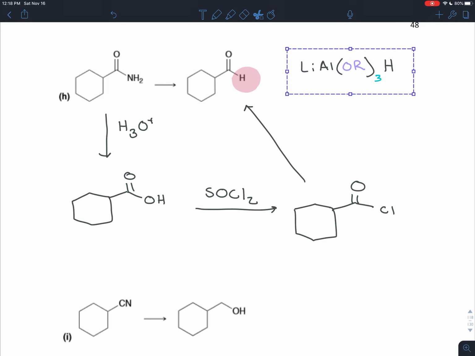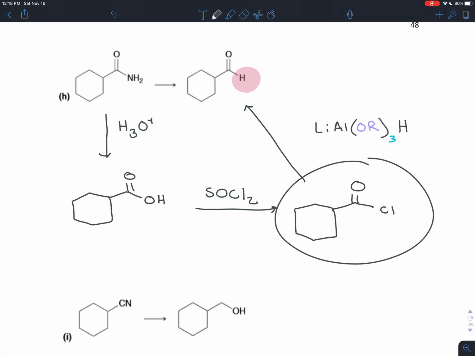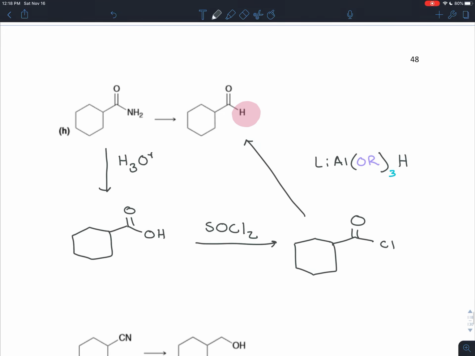And that's especially important because we're using such a weak hydrogen nucleophile. So it's important that we combine it with a strong electrophile. Otherwise, the reaction may not even happen. So then we can use our lithium aluminum trialkoxy hydride, and that would give us the aldehyde. It would only reduce it once. We'd replace the chlorine with a hydrogen only once.